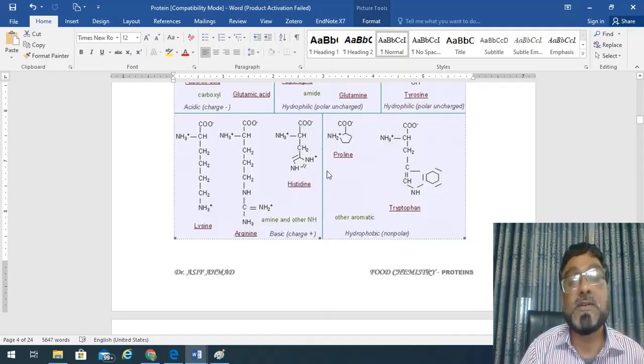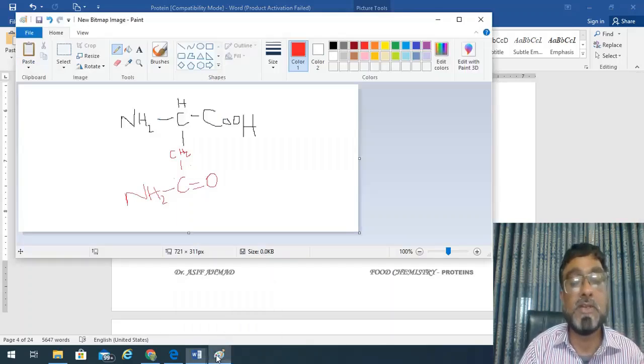And for the histidine, this is the same structure, C double bond O CH NH3. And this is actually containing the additional amino group. You can see here. So you can draw again.